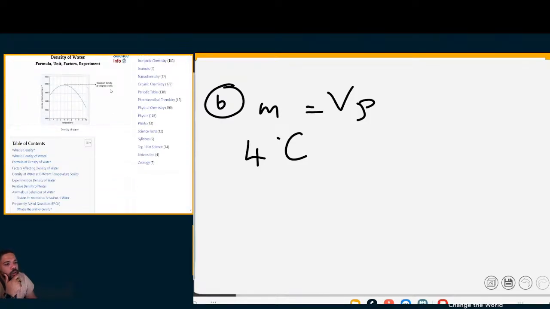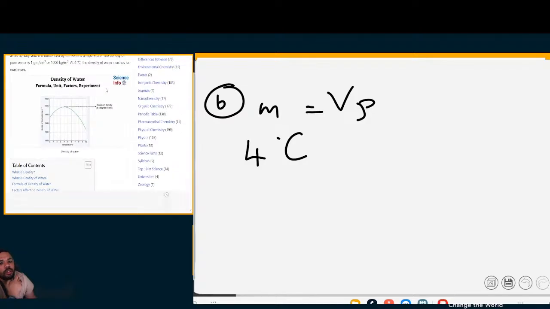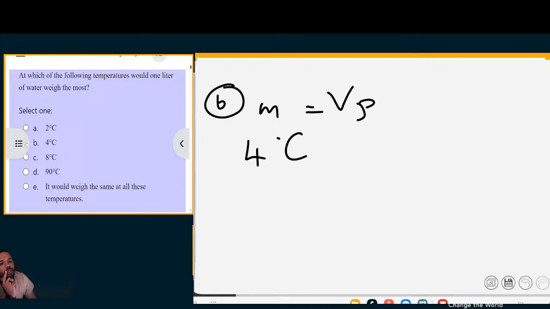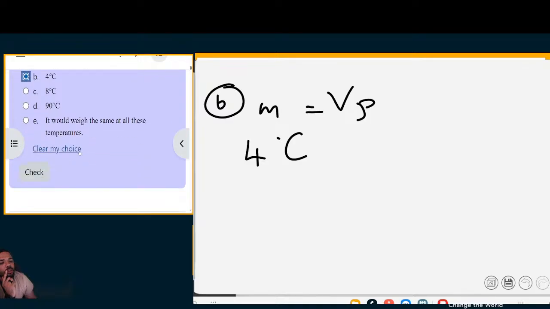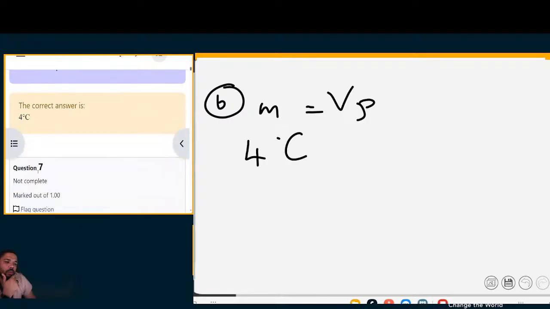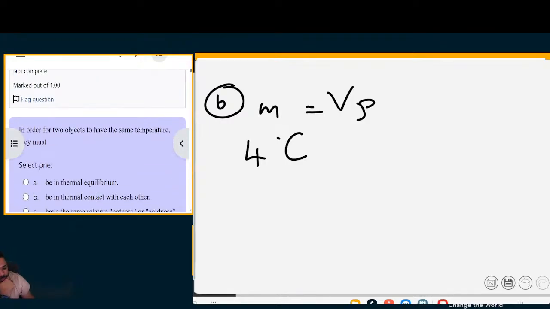Here you have it. Maximum density of water occurs at 4 degrees Celsius. Water has its biggest density at 4 degrees Celsius, so that answer is correct. So we can check 4 degrees Celsius. Let's check. Yes, it's at 4 degrees Celsius. Water will have its maximum density.